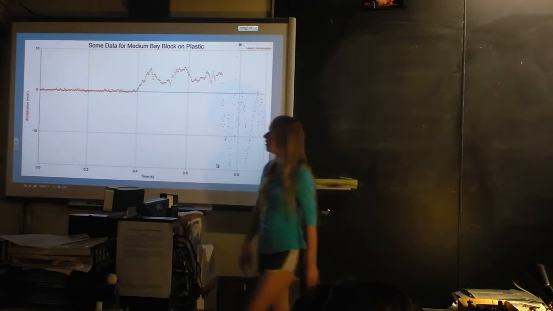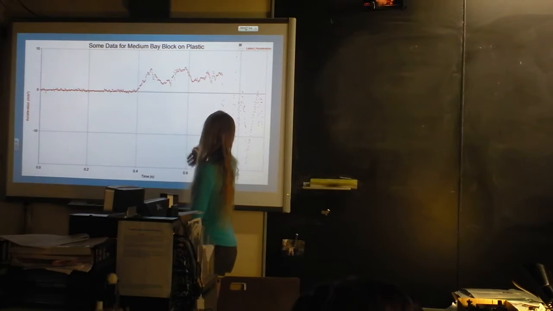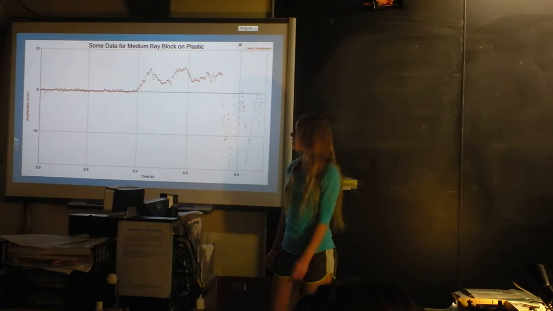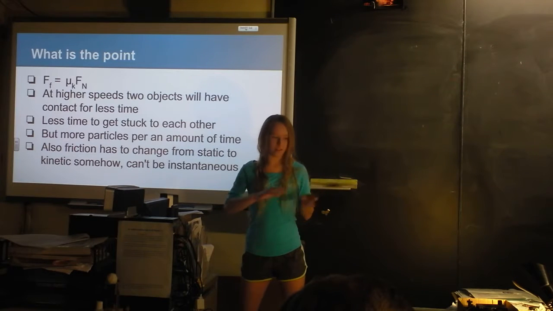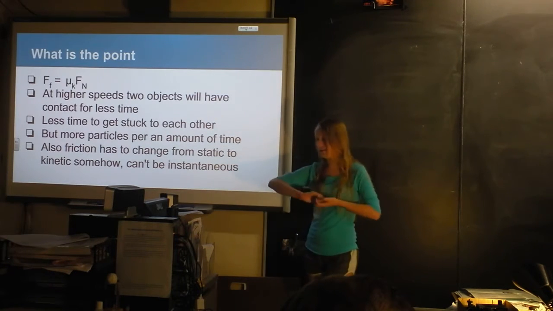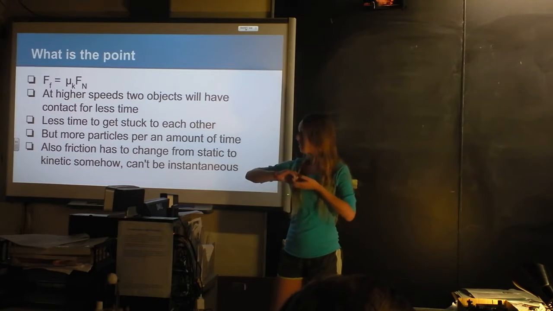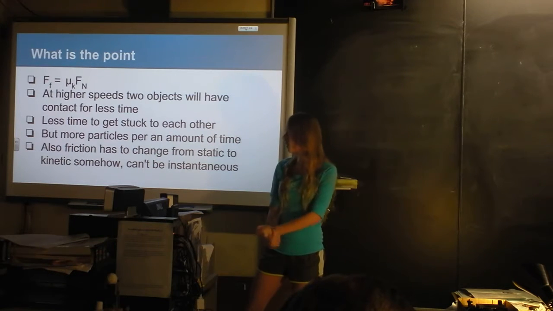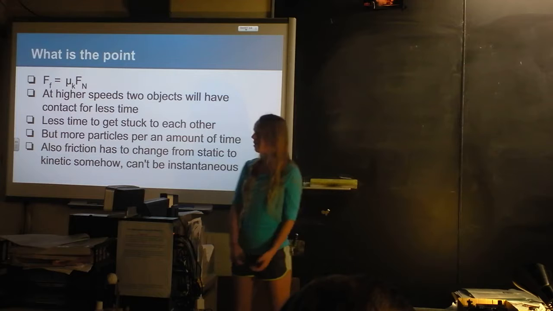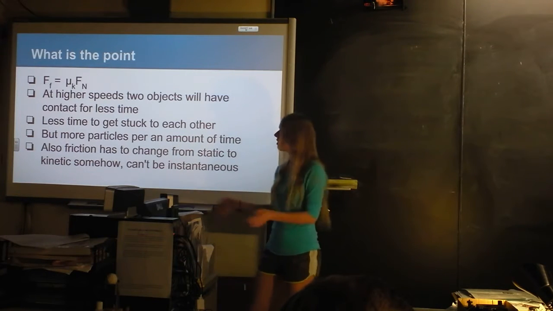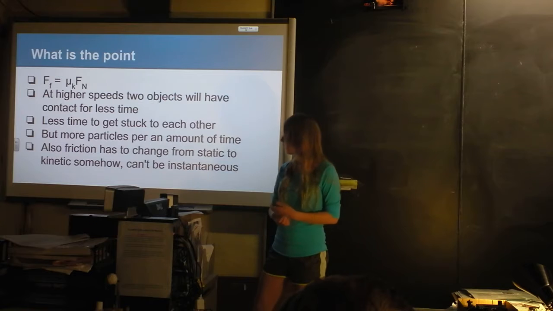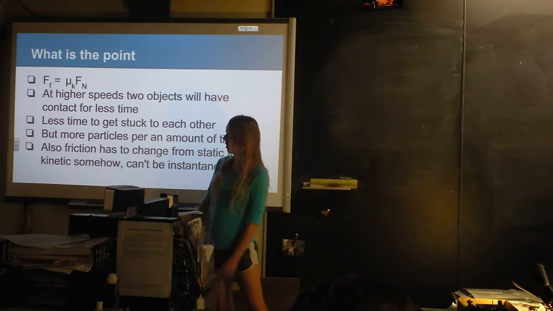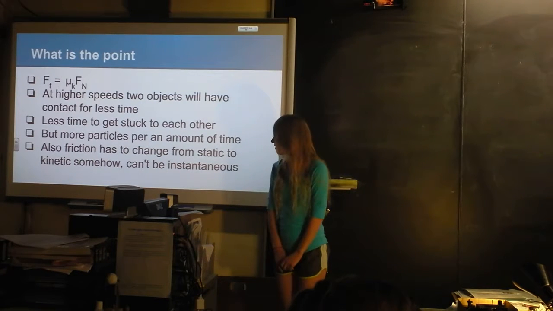So this is what it looked like. This was when it was at rest, and then the object would start to move, and this is the graph of acceleration over time. At higher speeds, the particles on one object would be touching the other particles for less time, so they wouldn't have as much time to get stuck on each other. But then somebody else argued with me that over any set time period, like 1 second, the object would be touching more particles of the other object. So I don't really know how it changes or if it's even affected by velocity.